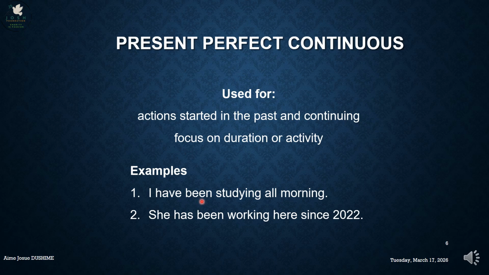Example, I have been studying all morning. She has been working here since 2022. Here I'm putting emphasis that it is all morning, and here it is to show that the person has been working here from this year, and even until this time that person is still working here.